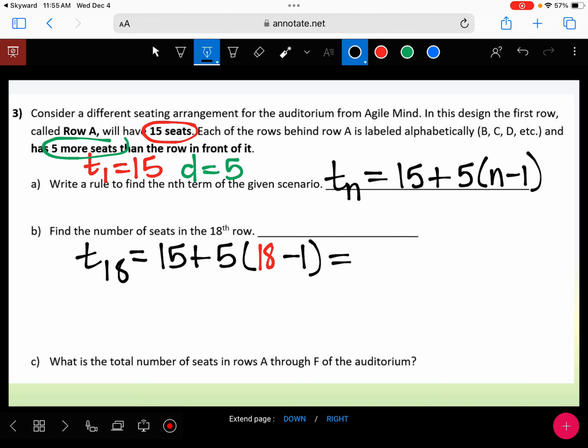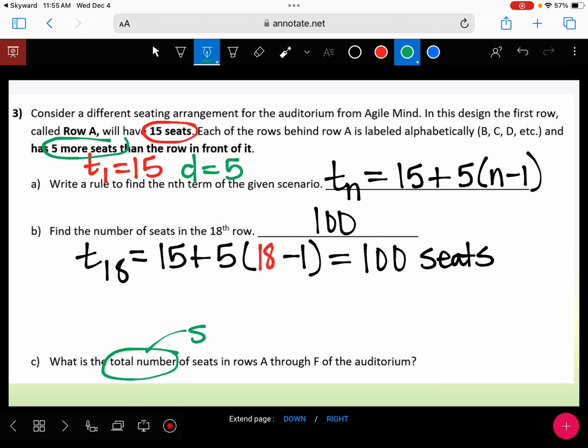So how many seats did you come up with for the 18th row? What'd you come up with? 100. So there are 100 seats in row 18. So now part C says, what is the total? That means I have to find the sum. I'm using the sum formula from rows A through F.